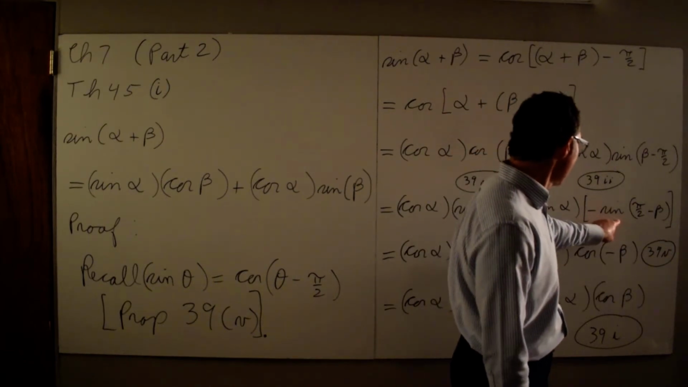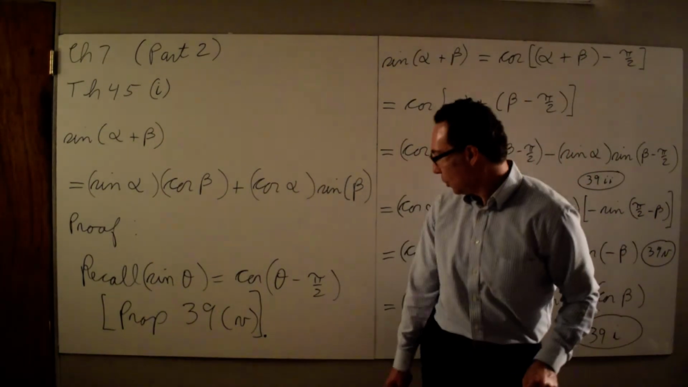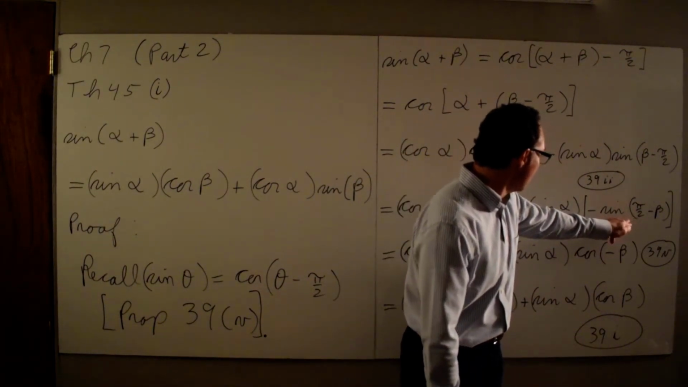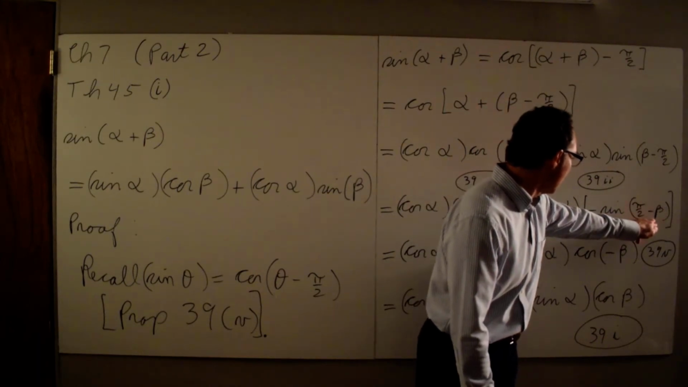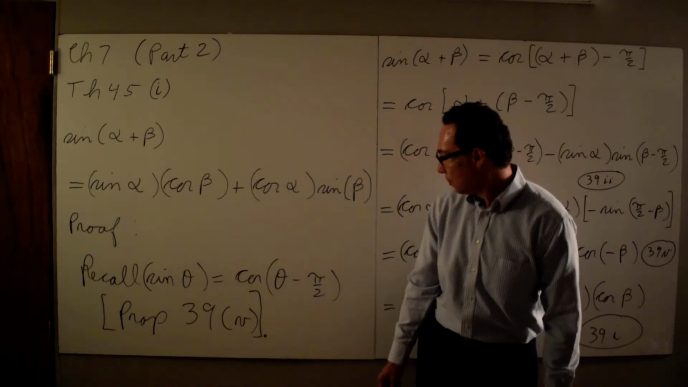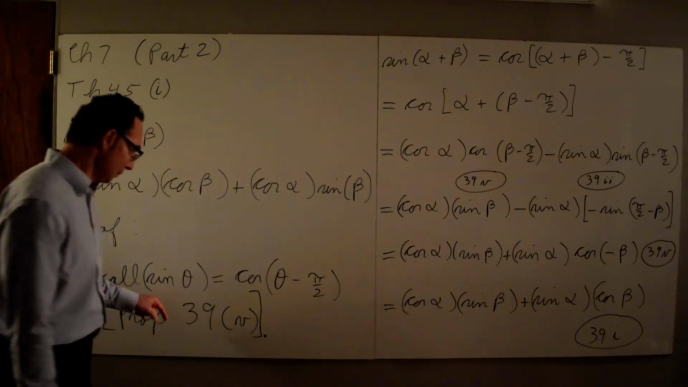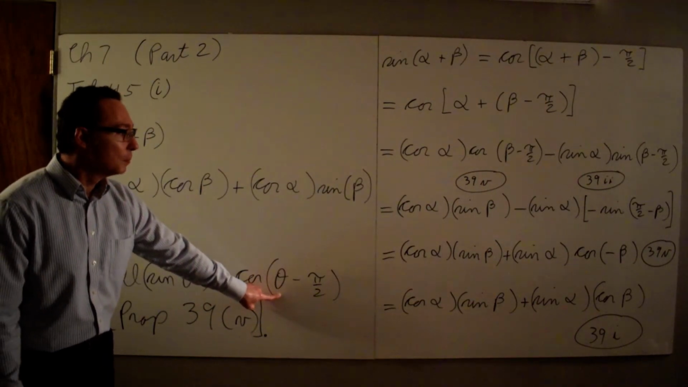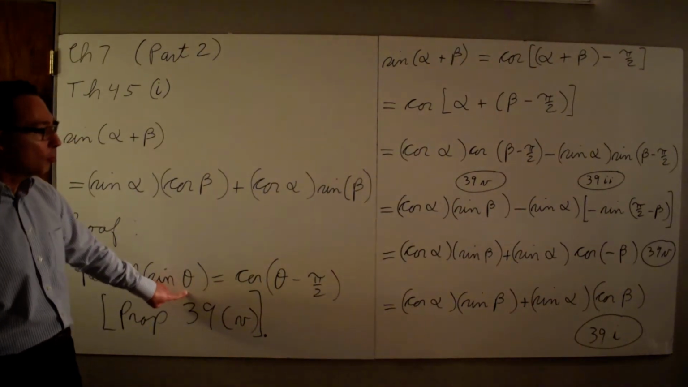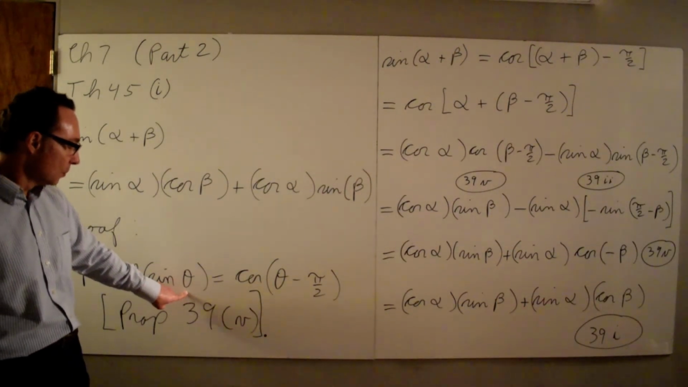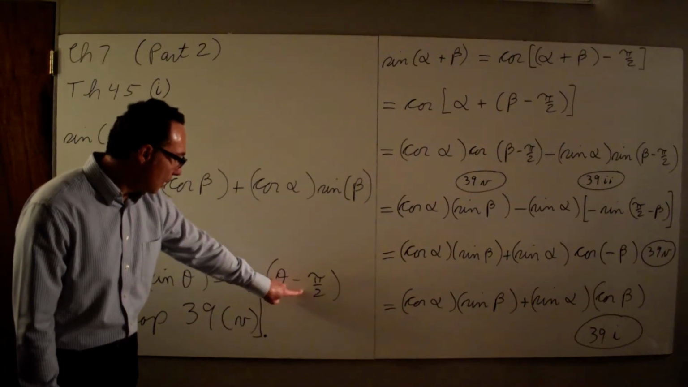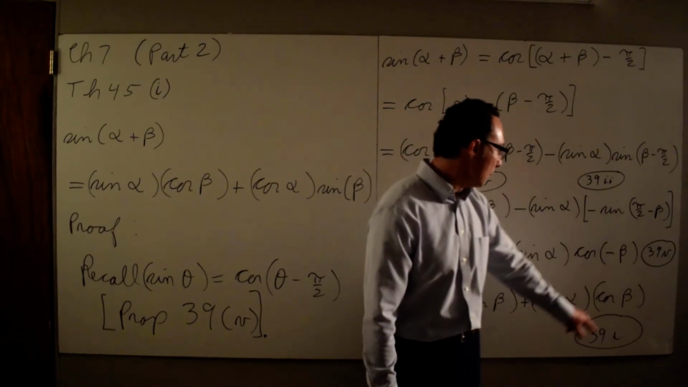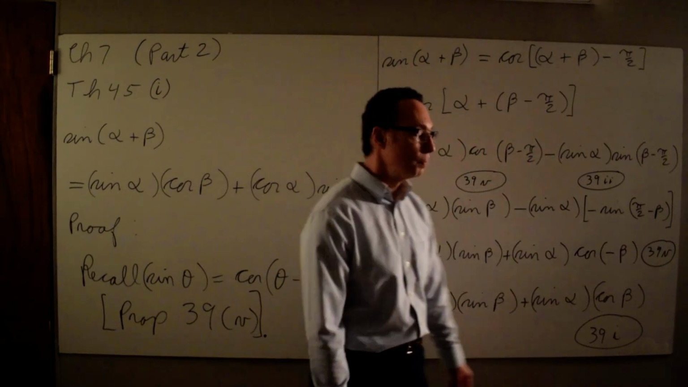But now, sine of negative beta plus pi over 2, so that is going to be the same as cosine of negative beta. So here our theta would be pi over 2 minus beta. So we have pi over 2 minus beta minus pi over 2. So we have our cosine of negative beta. So again, we're using proposition 39 part 5.